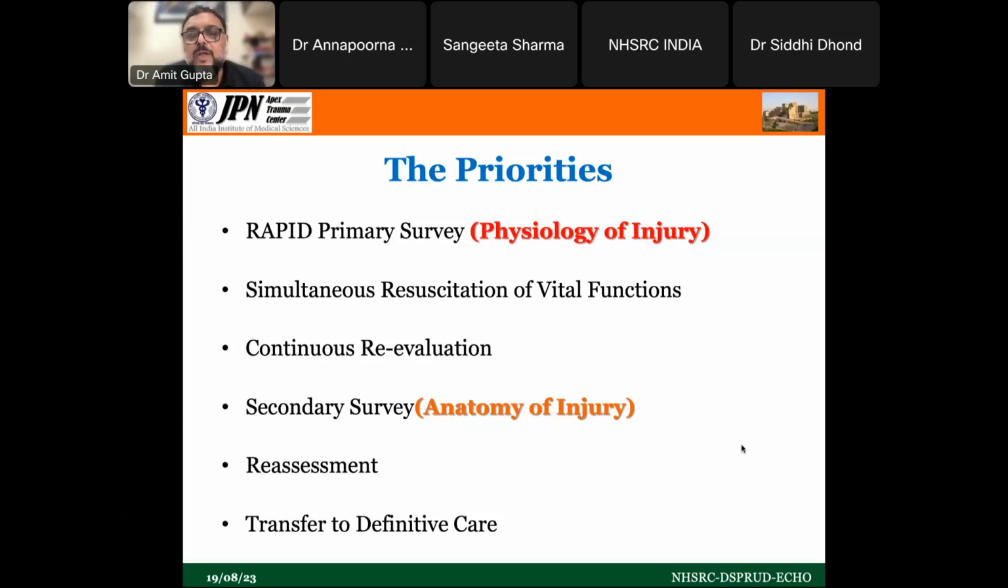So reassessments, because these trauma patients are very dynamic patients. Today or at this moment, if they are not unstable, it is not that they will remain stable only. They might become unstable because probably if they are bleeding in the abdomen or into the chest and you've not picked it up in the primary survey or it was not apparent there, it might happen later on in the course of the hospital. And therefore, it is always very, very important to continue the re-evaluation and reassessment of these patients till the time you're sure that these patients are now stable, either to go for definitive treatment in the OR or the ICU, or if they're stable enough to be referred to any other higher center of care. That means transfer to definitive care.